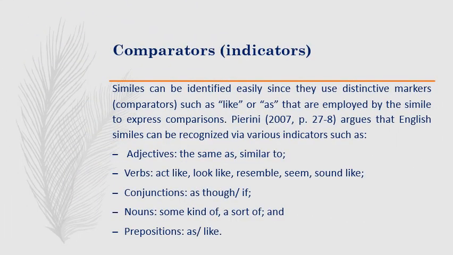Comparators or indicators. Similes can be identified easily since they use distinctive markers or comparators such as like or as that are employed by the simile to express comparisons. Pani argues that English similes can be recognized via various indicators such as adjectives, the same as, similar to; verbs, act like, look like, resemble, seem, sound like; conjunctions, as though, if; nouns, some kind of, sort of; and prepositions, as and like.